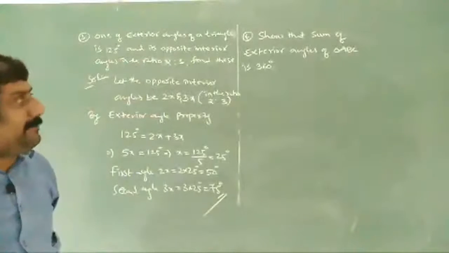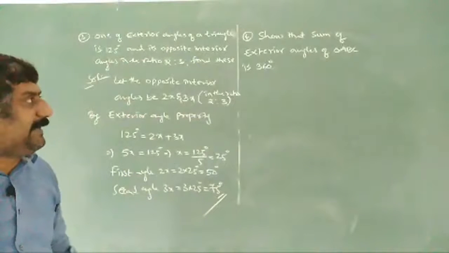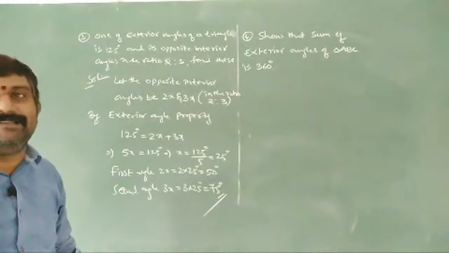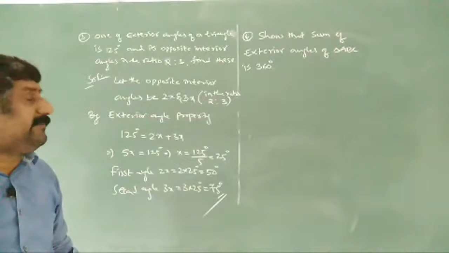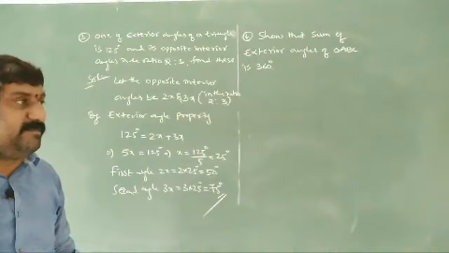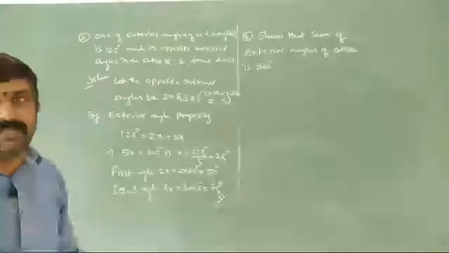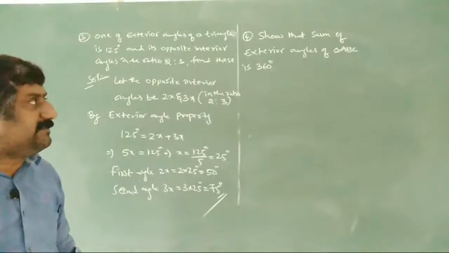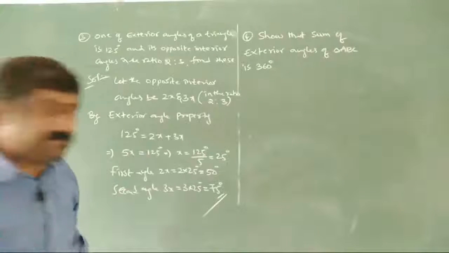Show that the sum of exterior angles of a triangle ABC is 360 degrees. What do we have to prove? We have to prove that the sum of all the exterior angles, how many exterior angles do we have? 3 exterior angles, is nothing but 360 degrees. Very simple problem.